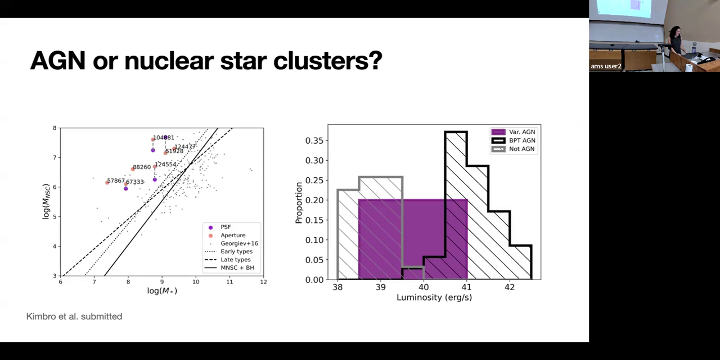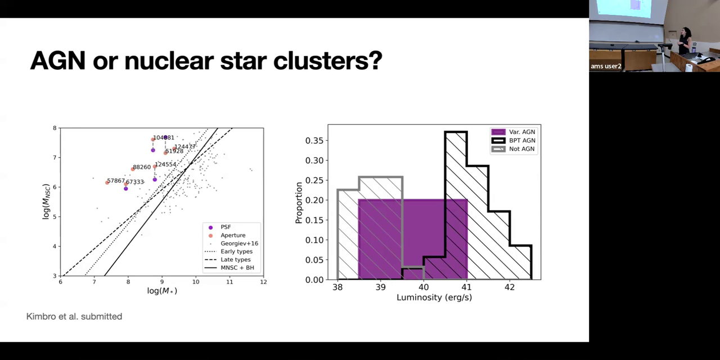So Erin did a lot of work to try to look at these central bright point sources in these galaxies and determine whether they are in fact these accreting black holes or very dense nuclear star clusters. Without going into too much detail, basically Erin modeled what their masses would need to be based on their luminosities and colors if they were nuclear star clusters, and found that in general, their properties are much more consistent with active galactic nuclei.